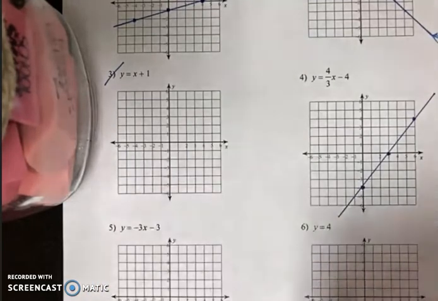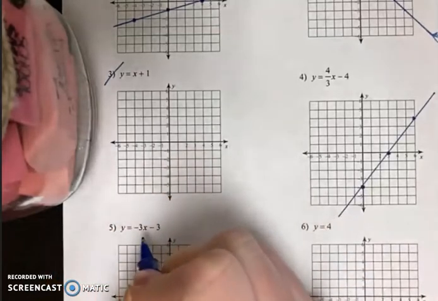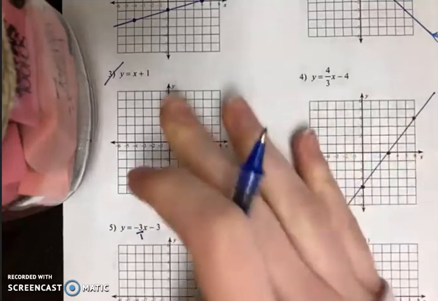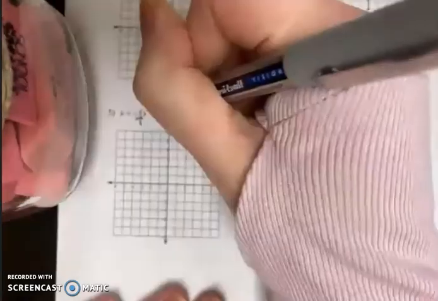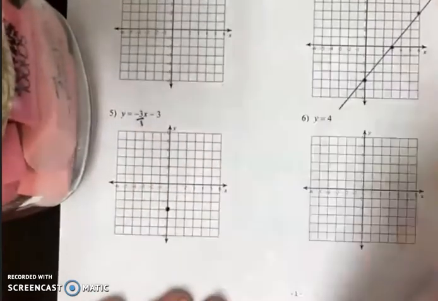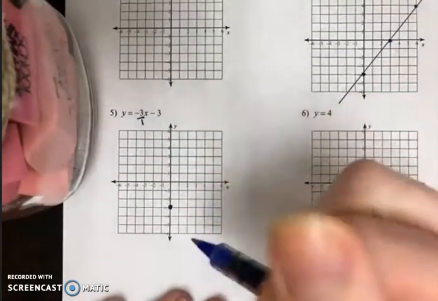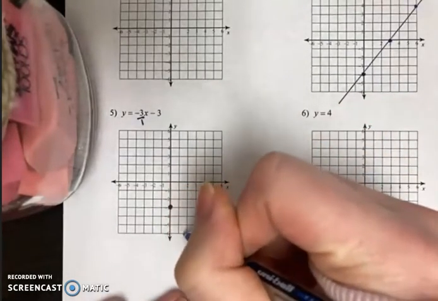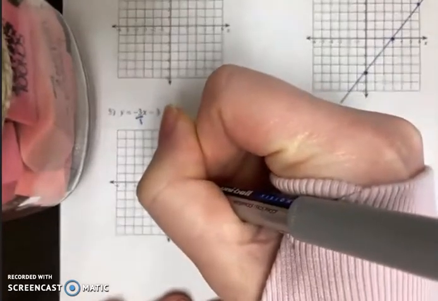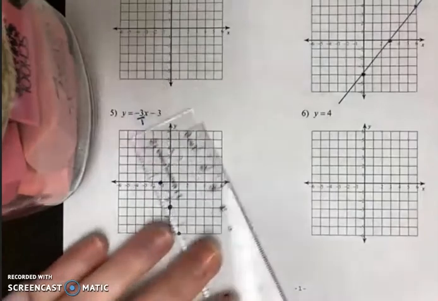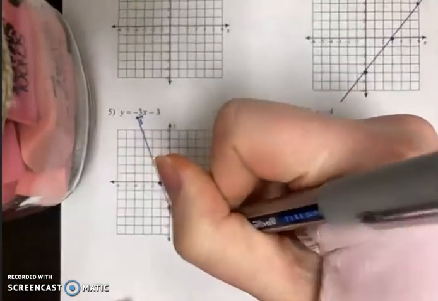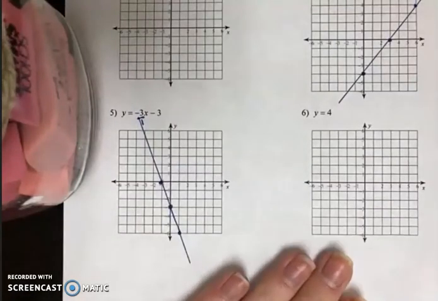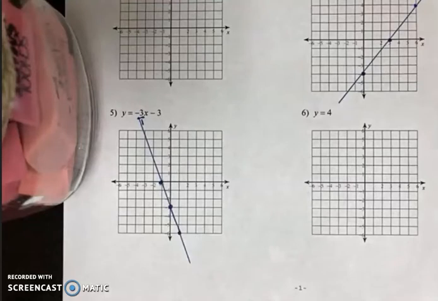Let's do number 5. So the slope is -3, but that's technically -3 over 1 since it's a whole number. I talked a little bit about that for number 2. And then the y-intercept is -3. So first I'm going to put my y-intercept of -3. Then to get the second point, I could either move down 3, right 1, or I could have moved up 3 and left 1. Again, the more points that you plot, the more accurate your graph's going to look. It would help if you have a ruler or something with a straight edge. Let's take a look at number 6 and then number 8.